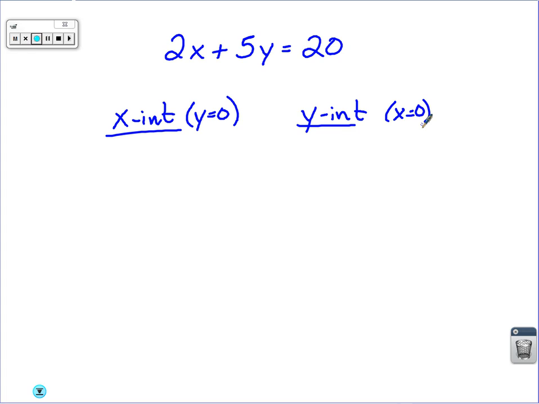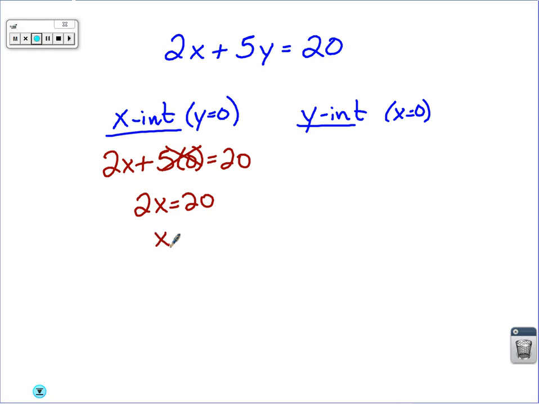So in order to find an x-intercept, we're going to take our equation, 2x plus 5, and instead of y, we're going to put a 0 in, equals 20. So we have 2x plus 5 times 0, which we know will be 0, and 2x plus 0, that term is simply gone. And we're left with 2x equals 20. When we divide by 2, we're left with x is equal to 10. So we have an x-intercept of 10.